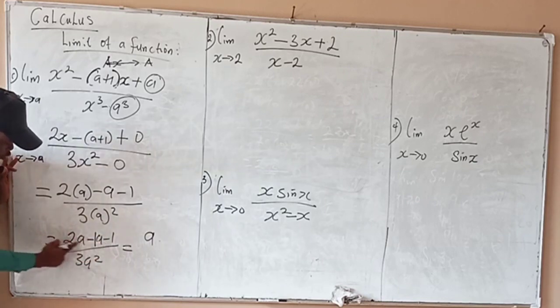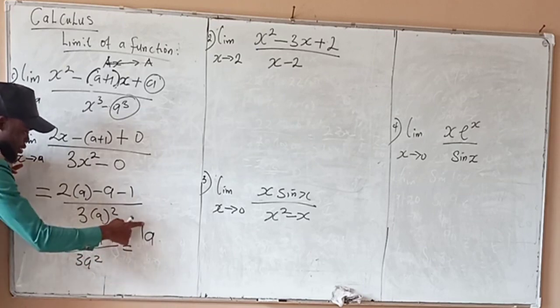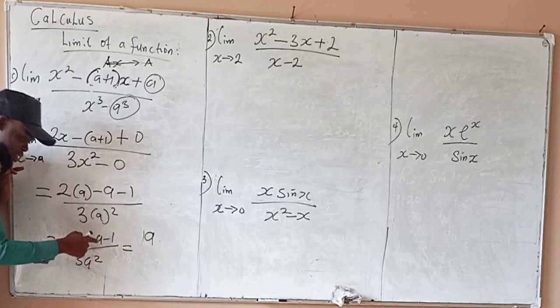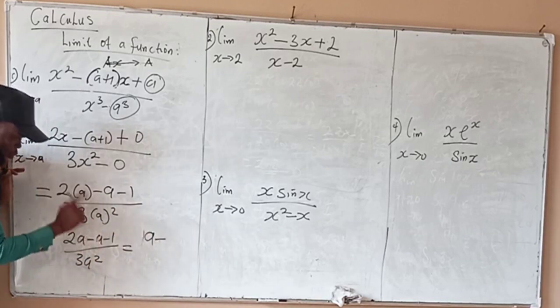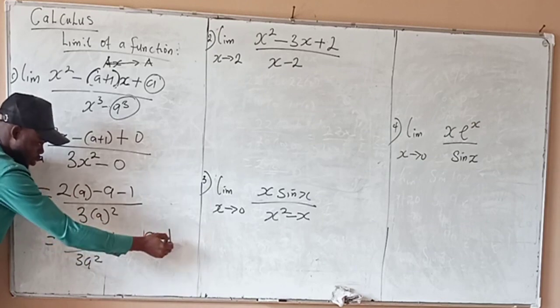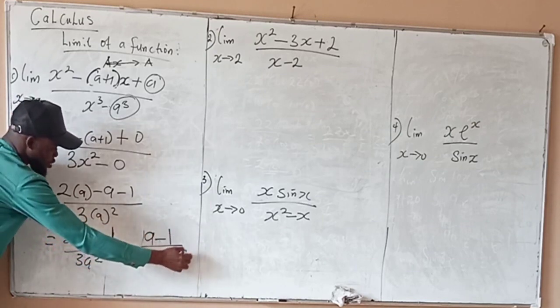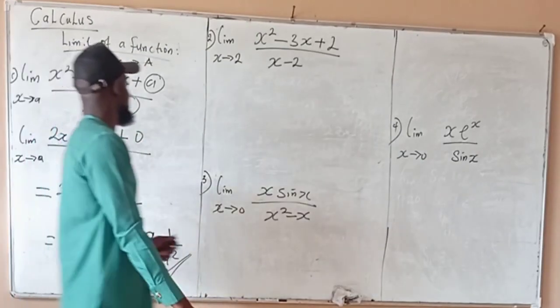So just like 2 minus 1, that is 1. So just 2A minus A, that is 2x minus x, that will be 1x. So it's 2A minus A now, 1A minus A, that is minus 1, this one right here over 3A squared. You got the answer to that. Please take note of that.